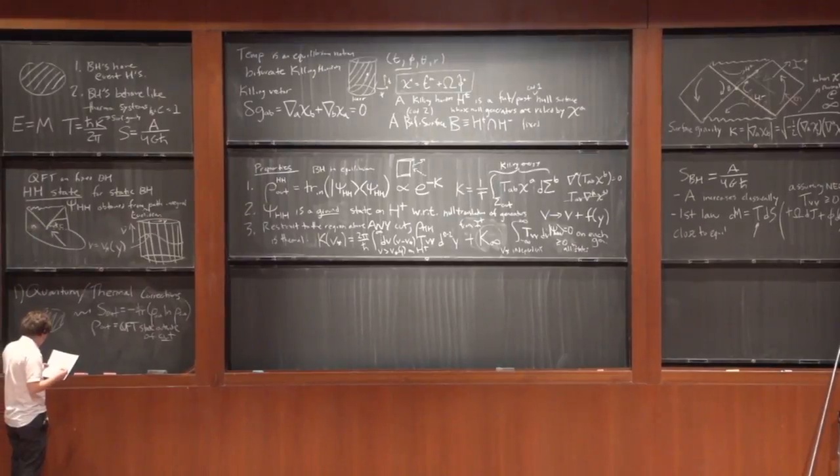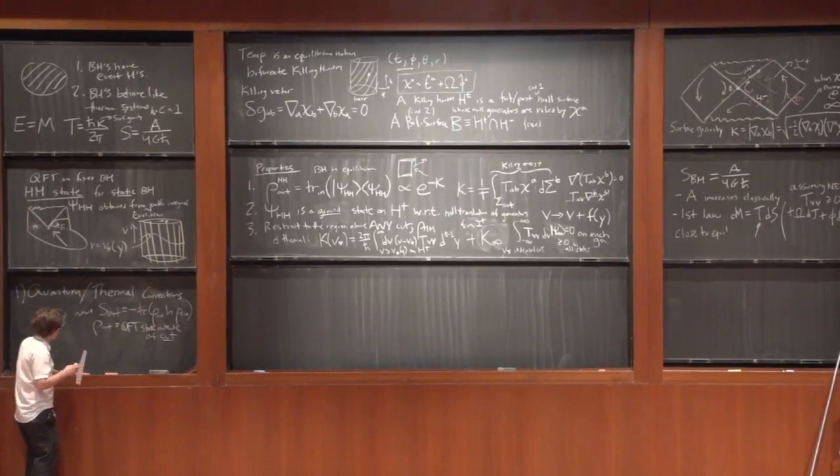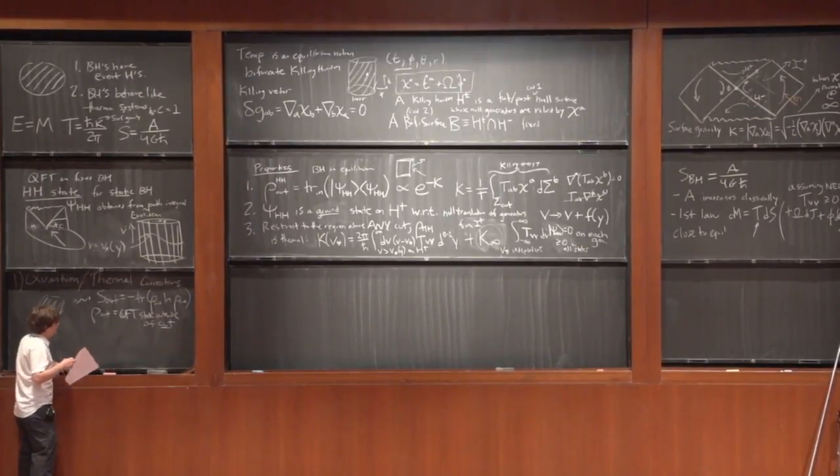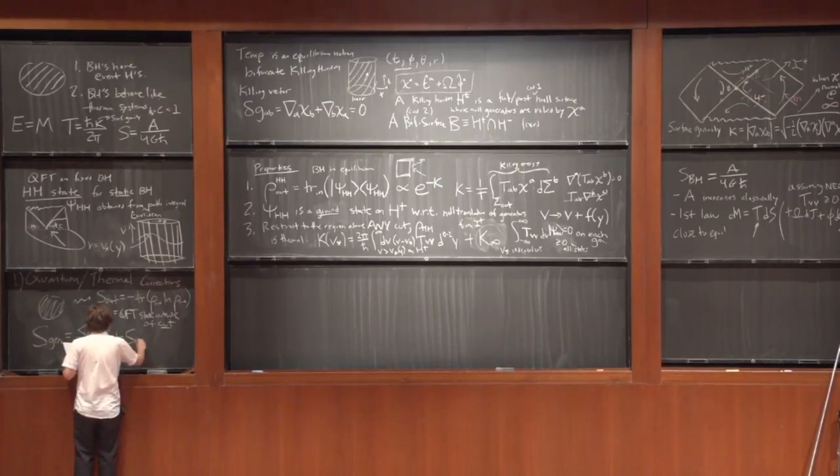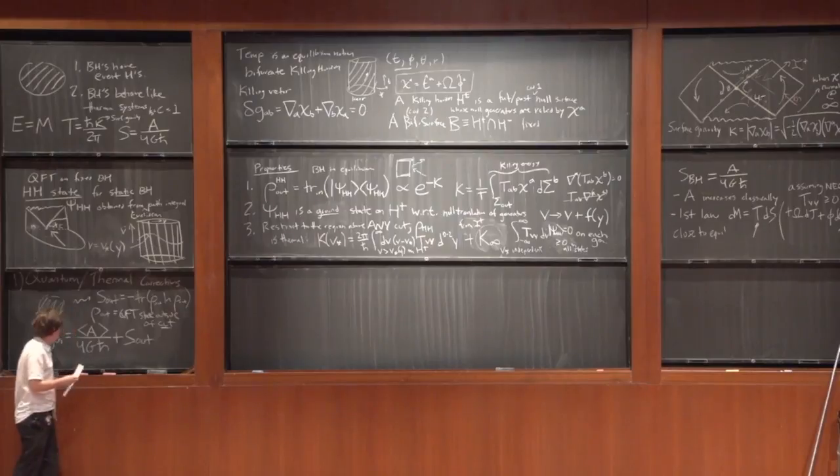And now we will define a generalized entropy, which is going to be equal to the expectation value of the area over 4Għ plus this outside entropy. So this is a sum of two terms.